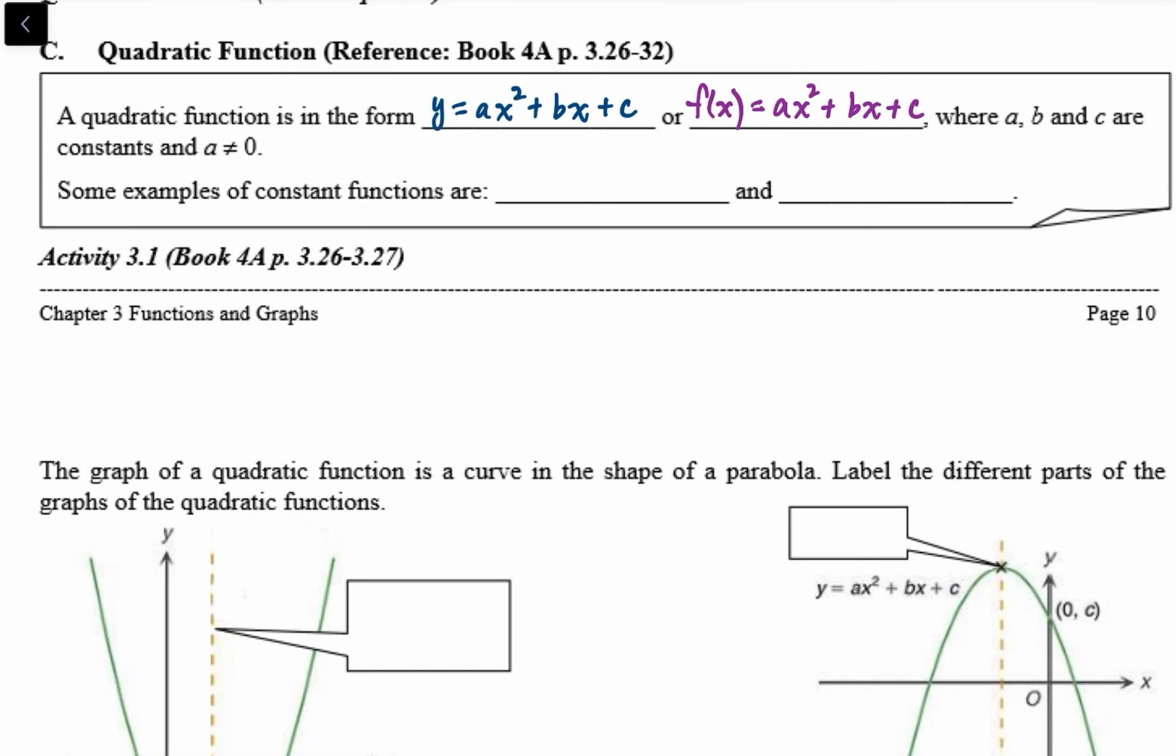A, B, C are constants, and a cannot be 0, because if a is 0, then you get a linear function. If a is 0, then you will have 0 times x squared plus bx plus c. So that would give us bx plus c, which is a linear function. So that's why a cannot be 0.